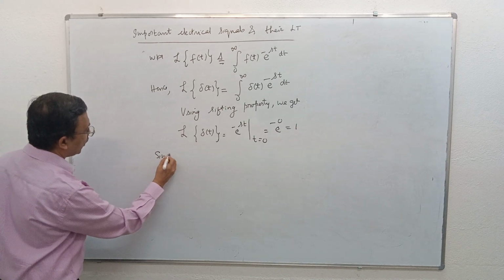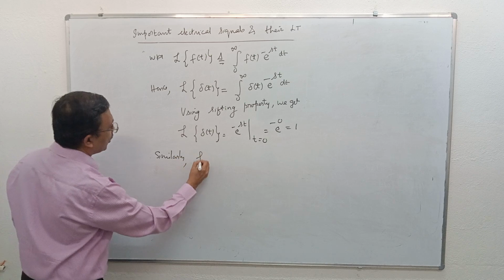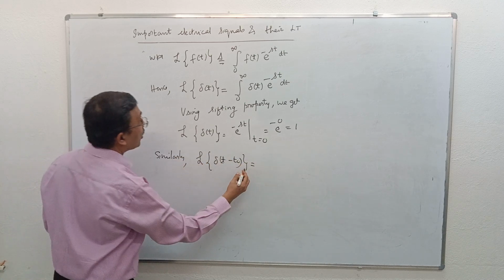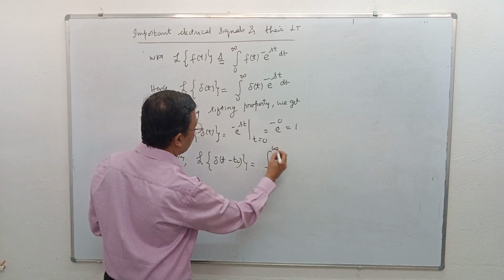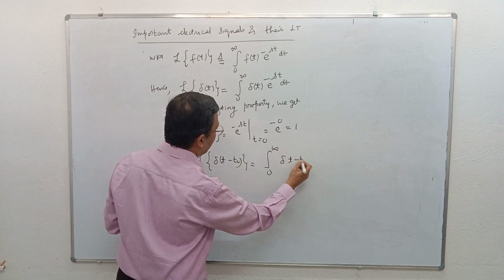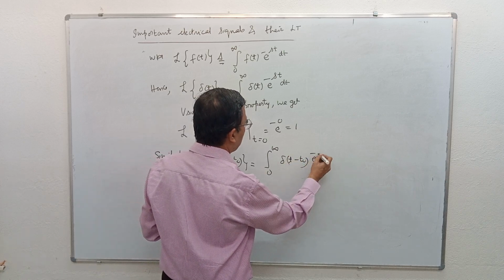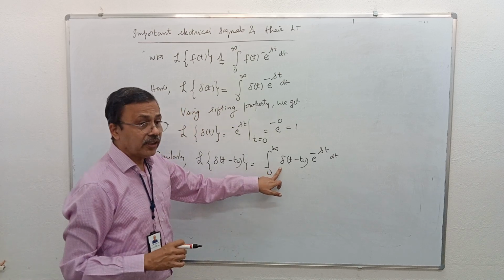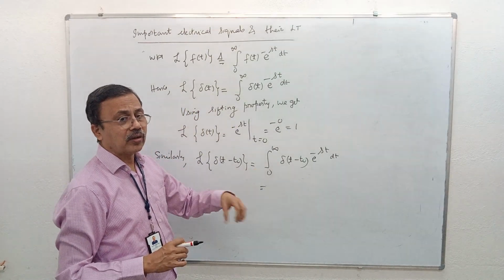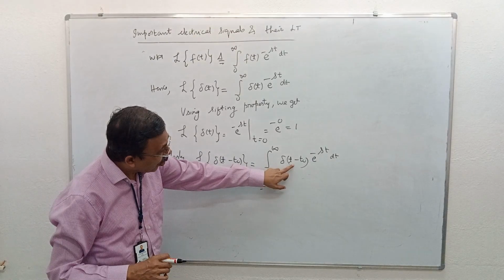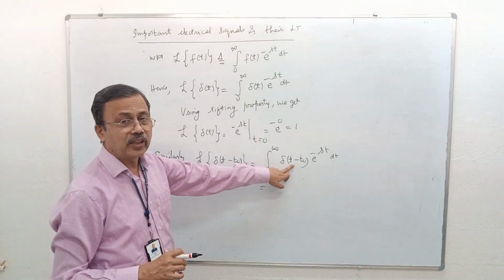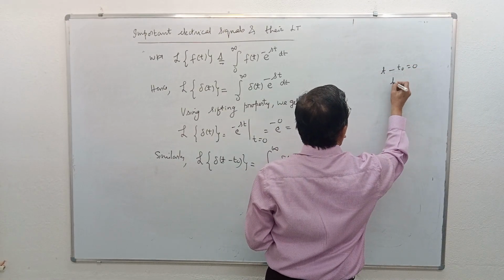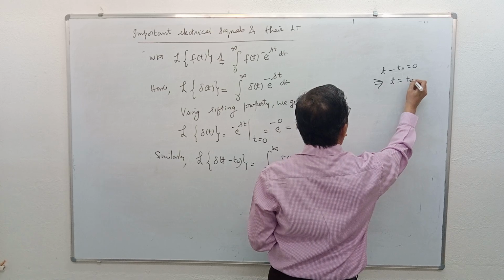Similarly, please see, the Laplace transform of delta of t minus t naught is equal to what? The integration from 0 to infinity of delta of t minus t naught into e to the power minus st dt. Here, where is the impulse located? At t equal to t naught. How did you get it? What is the quantity inside the brackets of the impulse function? It is t minus t naught. Equate t minus t naught to 0. That gives you t is equal to t naught.